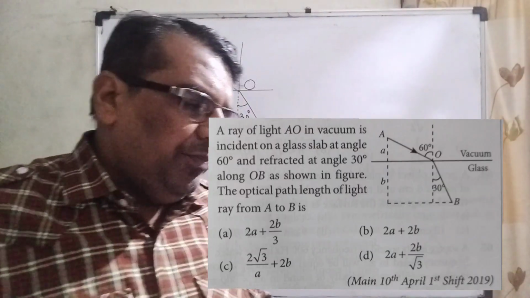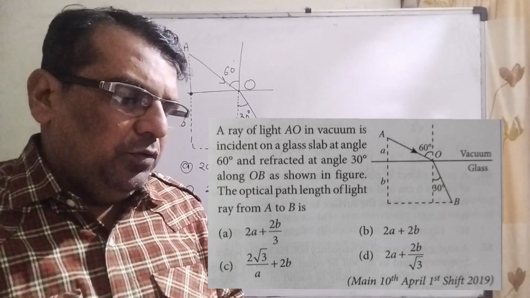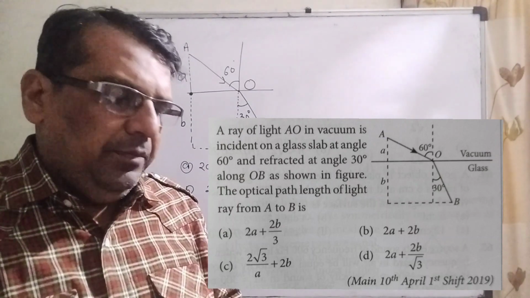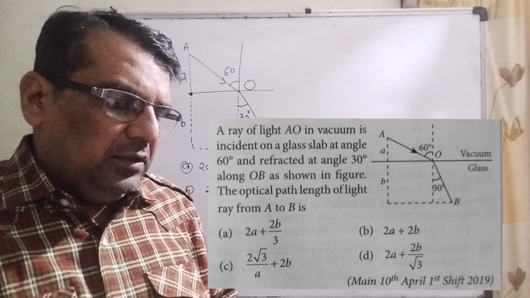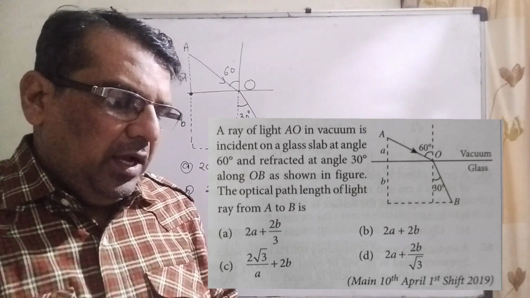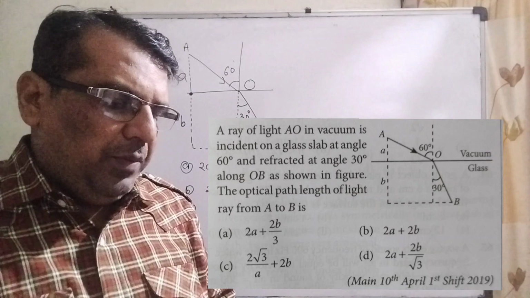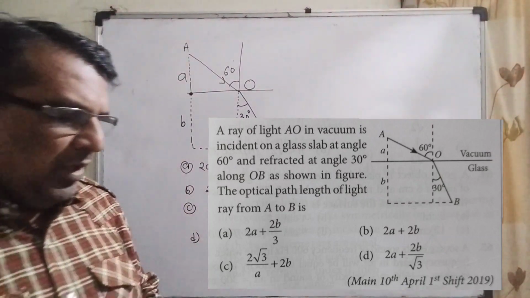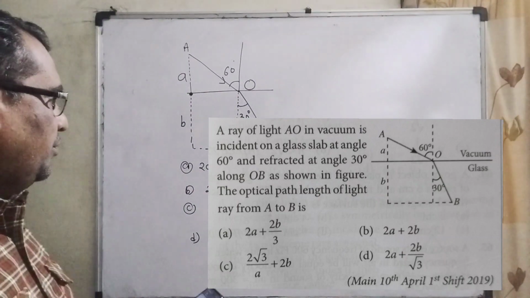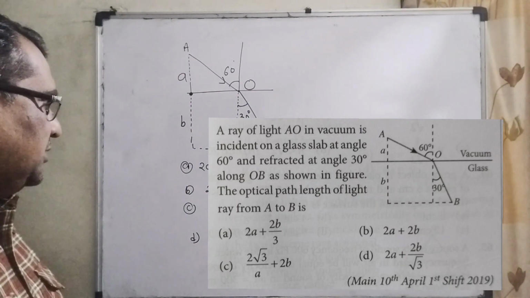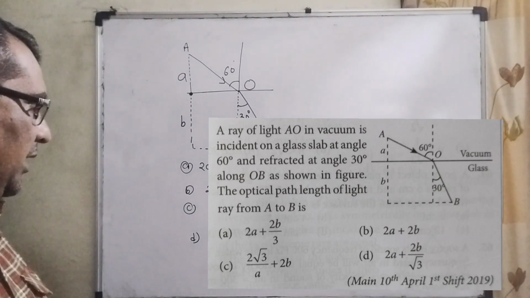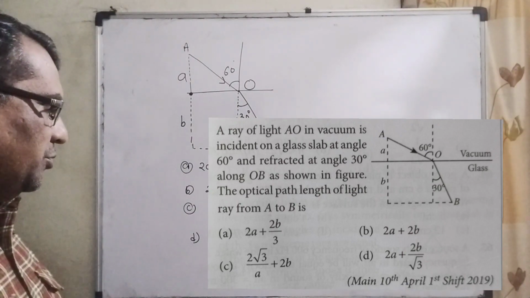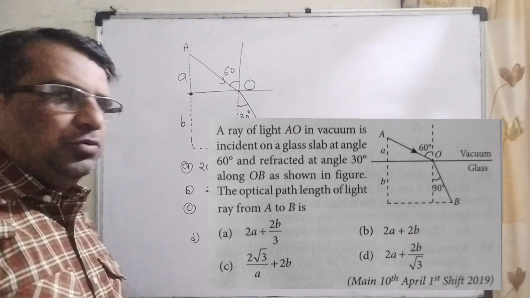चलिए तो क्वेश्चन है: a ray of light AO in vacuum is incident on a glass slab at angle 60 degree and refracted at angle 30 degree along OB as shown in figure. The optical path length of light ray from A to B is, you have four options: A, 2A plus 2B by 3; B, 2A plus 2B; C, 2 root 3 by A plus 2B; and D, 2A plus 2B by root 3. This question was asked in JEE Mains 2019.